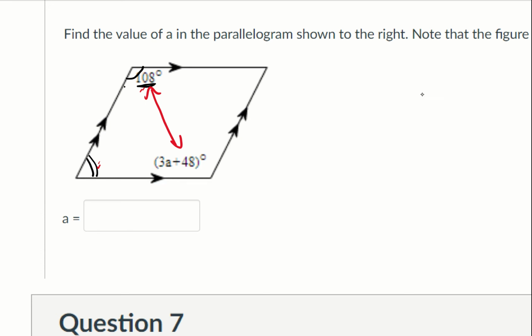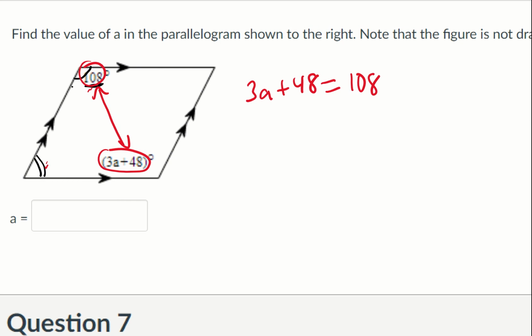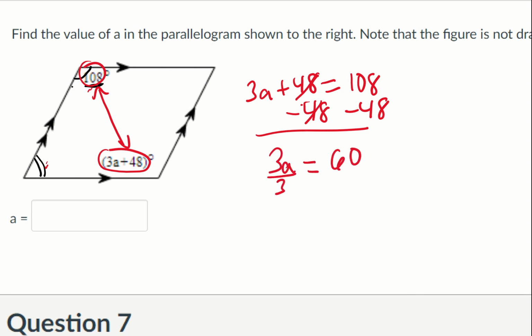So that means that these are the same measure. These are congruent since they're opposite angles. So we can say with confidence that this angle 3a plus 48 has to be equal to 108 if it's a parallelogram. So we can solve for a. We'll subtract 48 on both sides. Then we'll divide by 3. And so a equals 20.